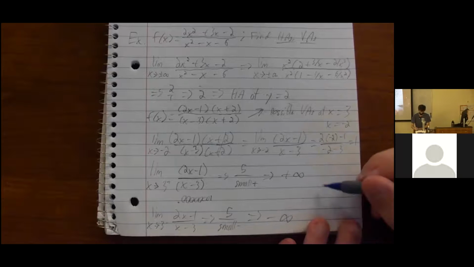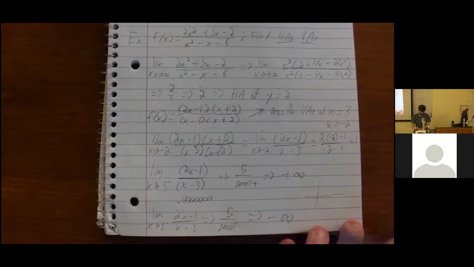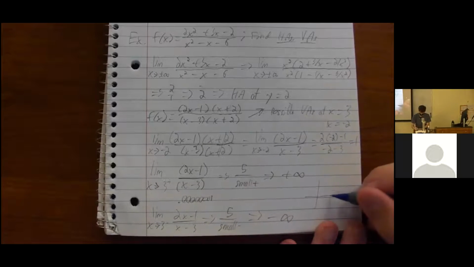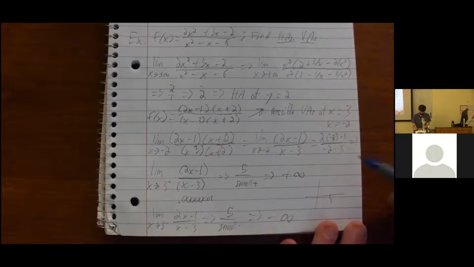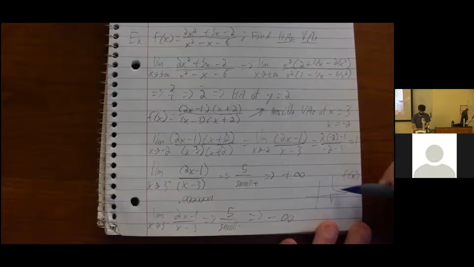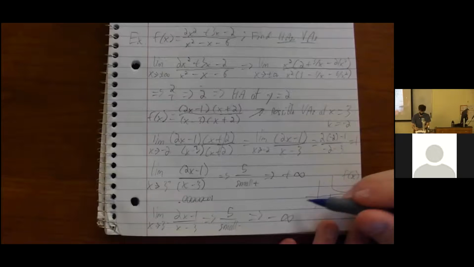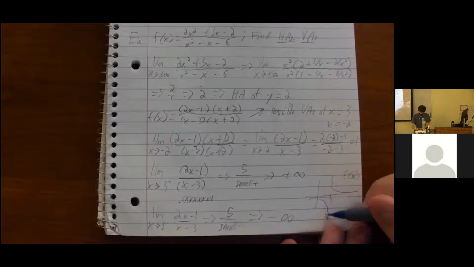So what this is telling us is that it sort of looks like this. So if you go to our graph, say this is 3. If we go to 3 for f of x from the right side, we're getting this asymptote that's going to positive infinity. Whereas we come from the left side this way.